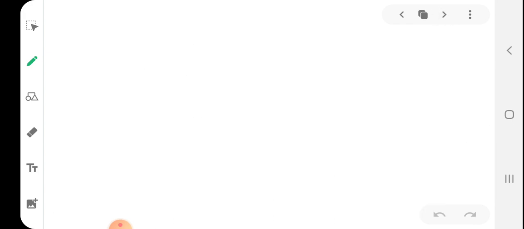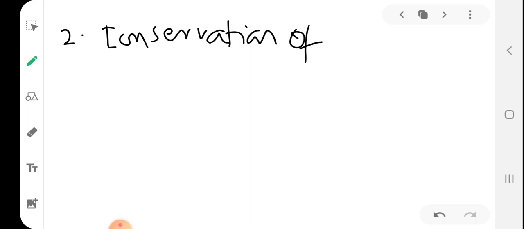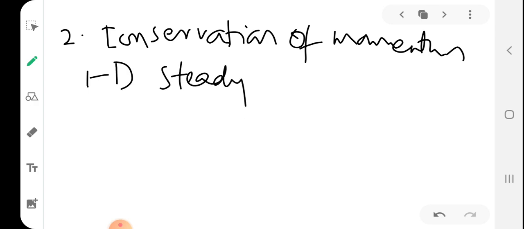Okay. Now what is the second governing equation? Conservation of momentum. Momentum equation. So actually we are considering here one-dimensional steady flow. We are studying only one-dimensional steady flow in this whole course, in this whole subject. Every flow we are studying is one-dimensional and steady only. Okay. So for one-dimensional steady flow, we can write the conservation of momentum equation.